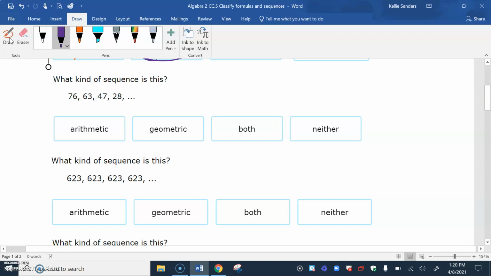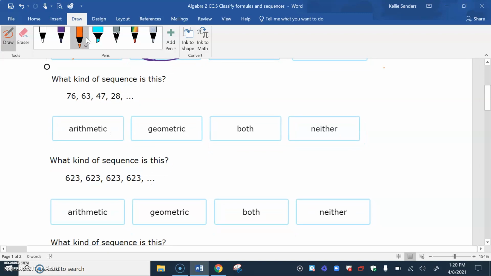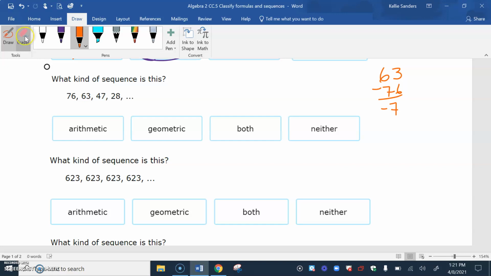Okay, from 76 to 63, it looks like it's going down. So 63 minus 76 is negative 7. So if I subtract 7 every time, 76 minus 63 is... Why am I getting that wrong? Oh, see, I do things bad too. That was just atrocious. Negative 13. So minus 13 gets you that.